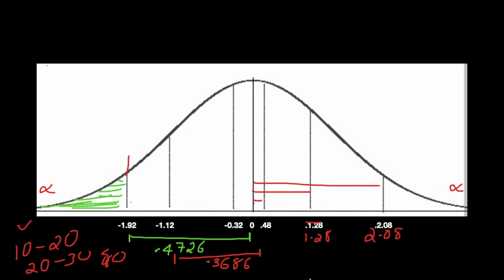We know that from 0 to infinity, the area under curve is 0.5000, and we also know the table value from 0 to negative 1.92, which is 0.4726, right? So to get the remaining area, we have to deduct these two values.